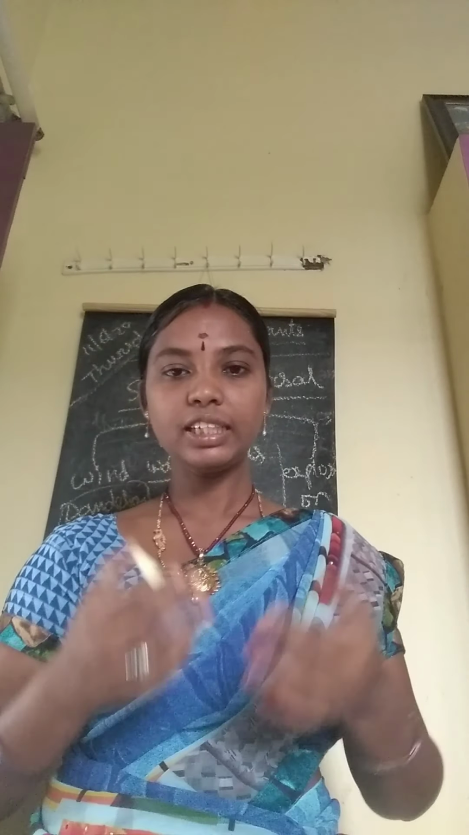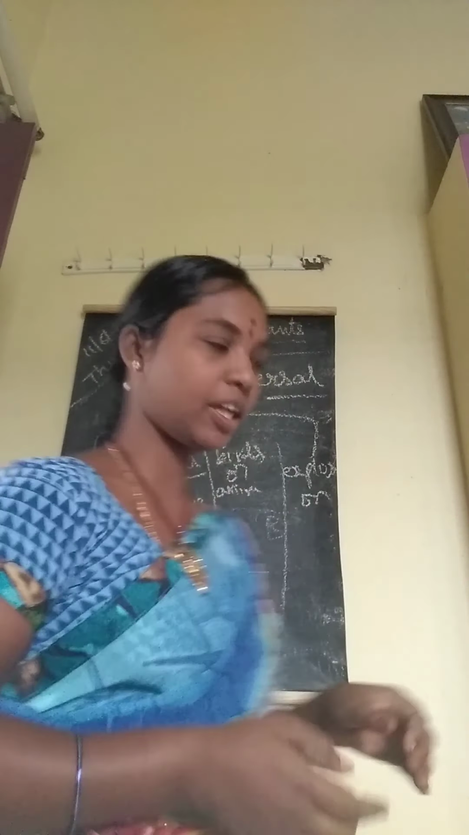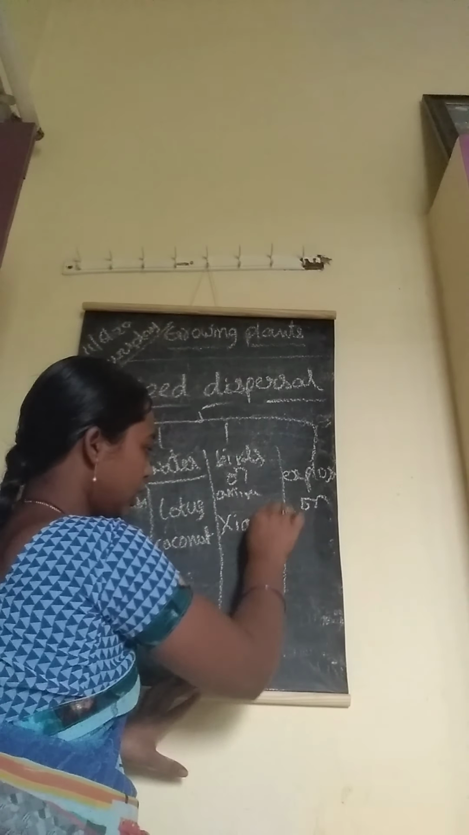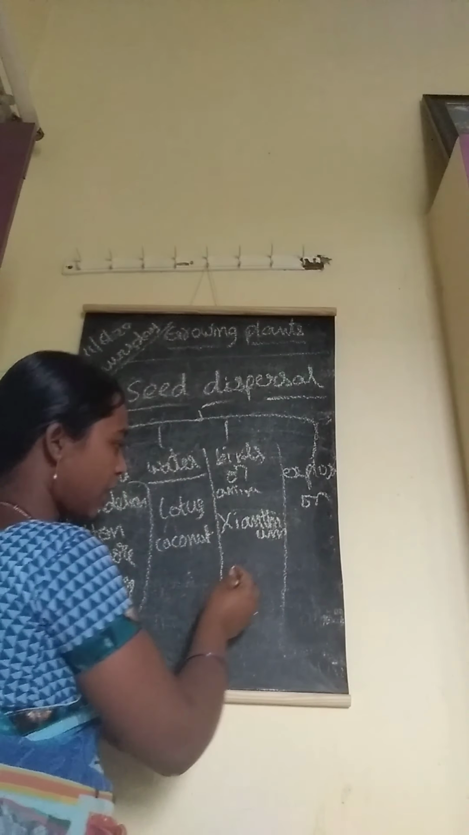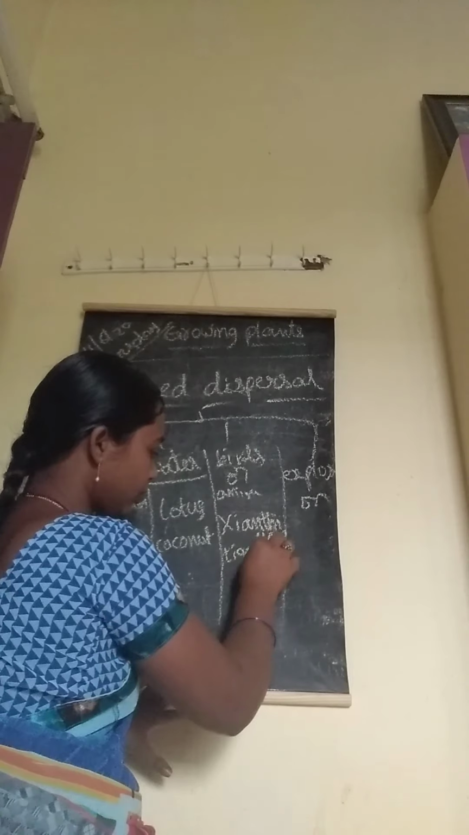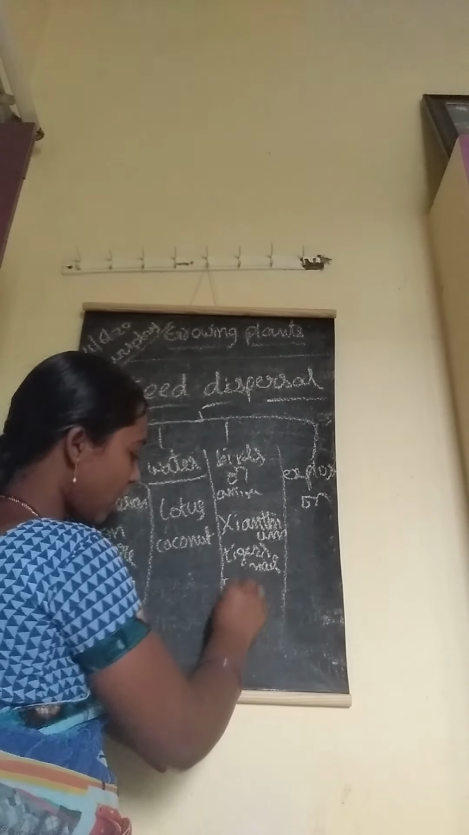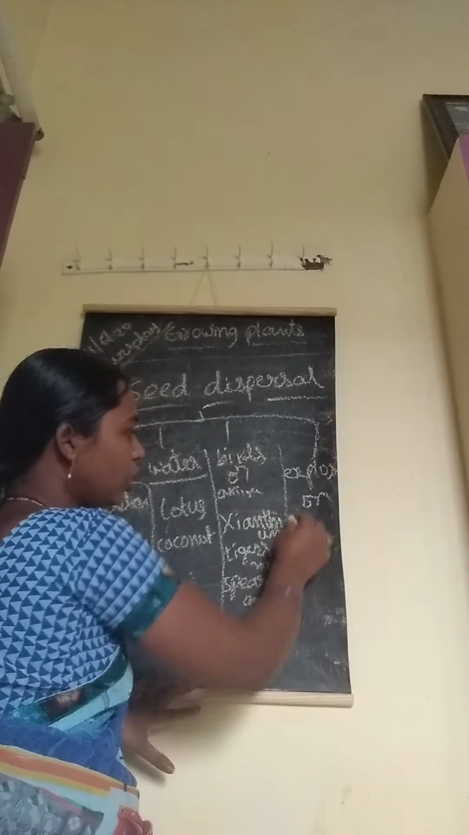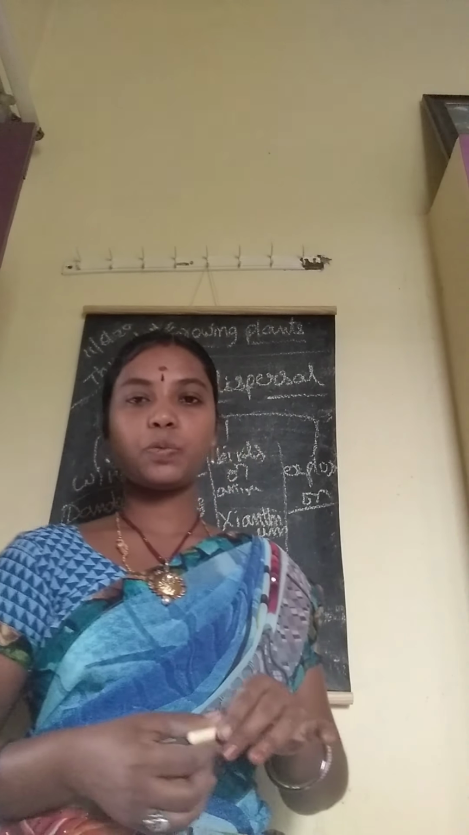Examples for the seeds dispersed by birds or animals are xanthium, tiger snail, and another one is spear grass. Now we see seed dispersal by explosion.